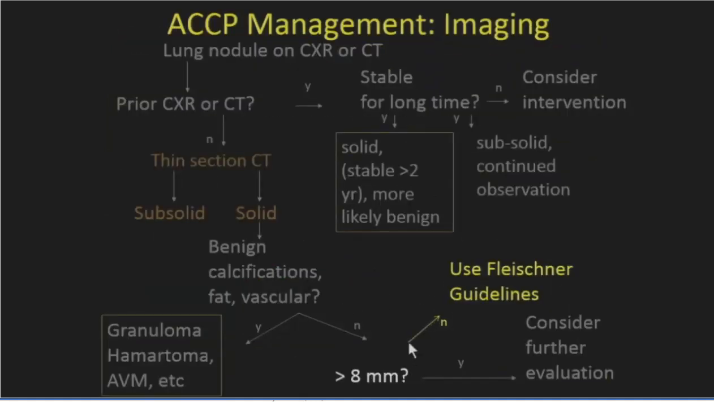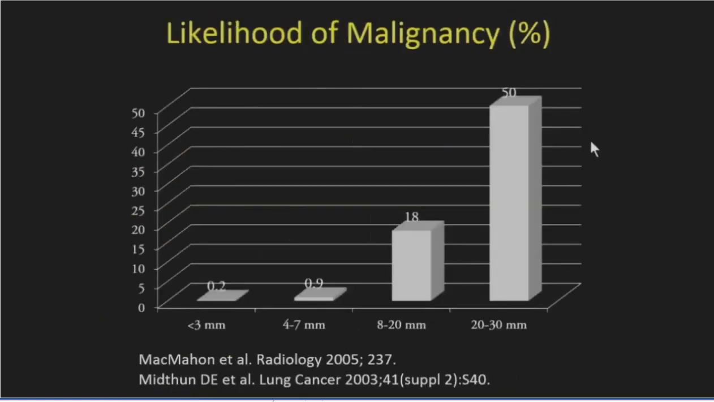So in terms of the nodules that are less than 8 millimeters, we apply the Fleischner guidelines. And I think we're all aware of the Fleischner guidelines, and it's based on a large amount of data. We've already touched upon some of the newer data about nodule size and the probability of malignancy. But you can see from this that the likelihood of malignancy, if you're dealing with a small nodule, is extremely low. And it gets higher as the nodule gets over 8 millimeters.